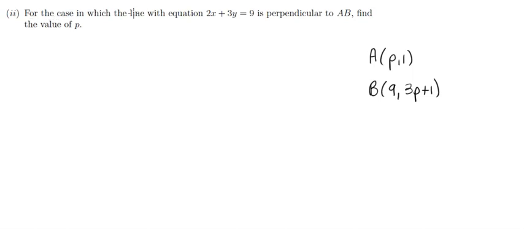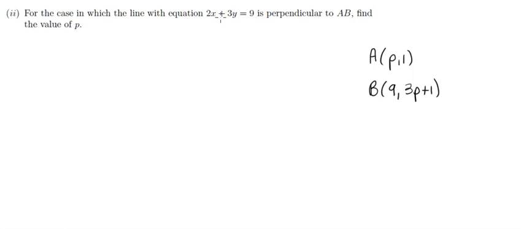So for the case in which the line with the equation 2x plus 3y equals 9 is perpendicular to AB, find the value of p. So this is part 2 of question 2. In question 2 they stated that A is the point (p, 1), B is the point (9, 3p plus 1). And they say now that AB is perpendicular to this straight line here.